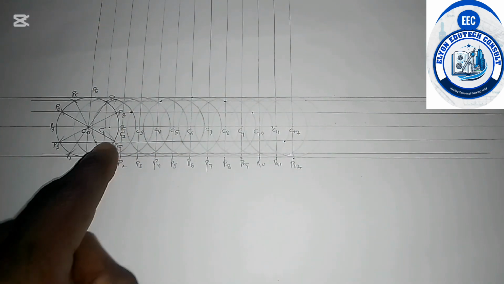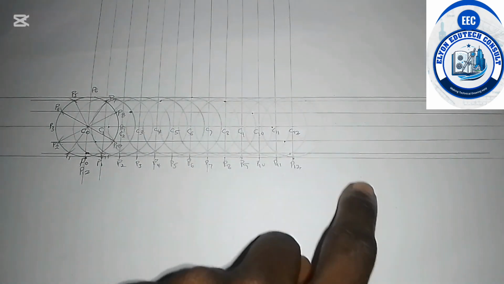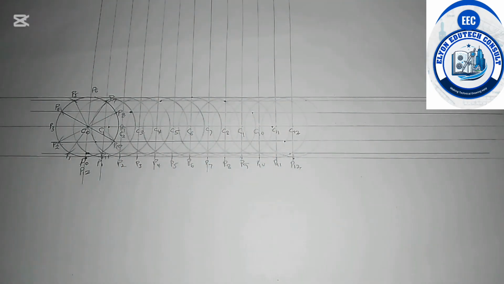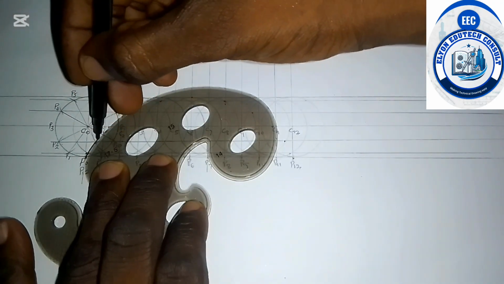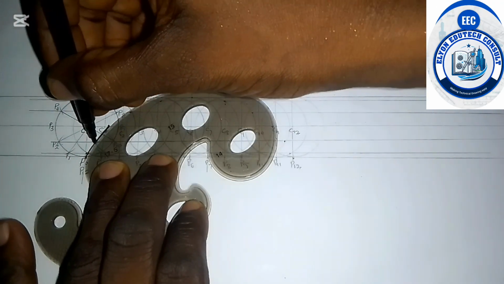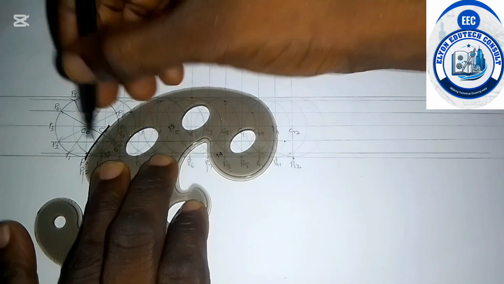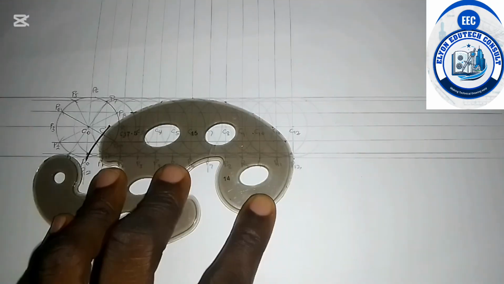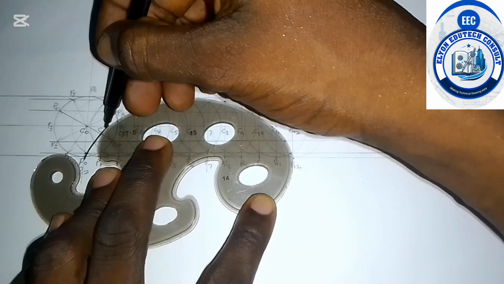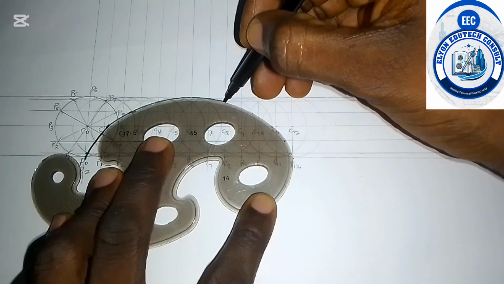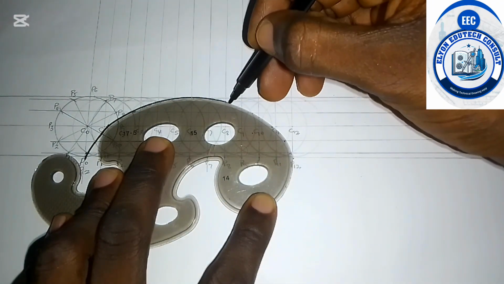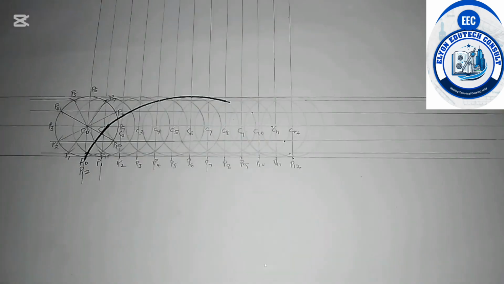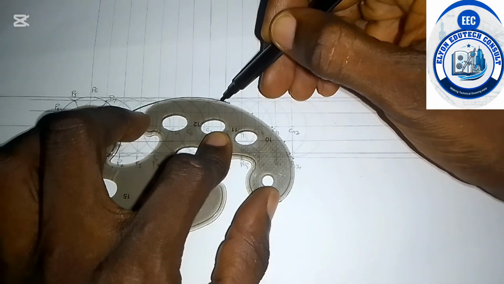So what I need now is just to take my French curve and join the points together. So I'm going to join these parts now this way. Then I'll come this way, pick this all through to this part. Yeah, okay. Then I'll pick this part now.